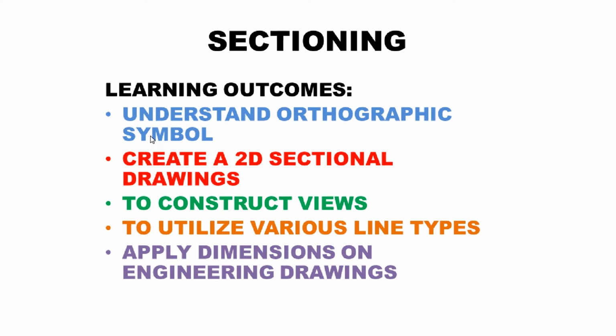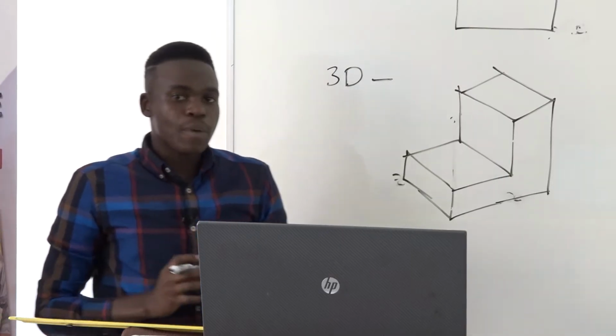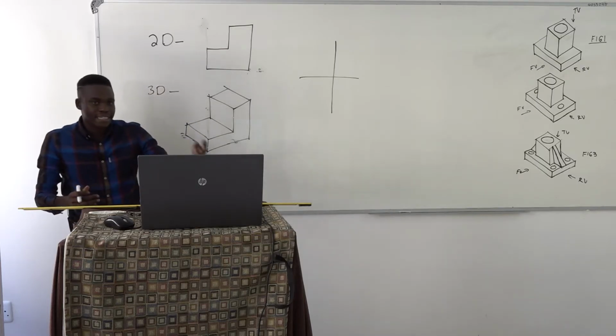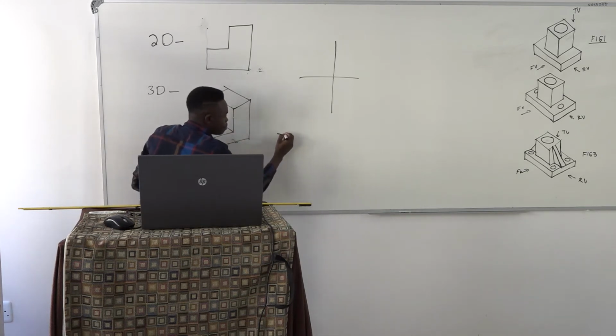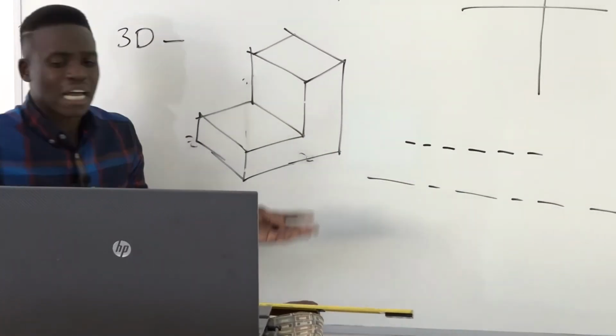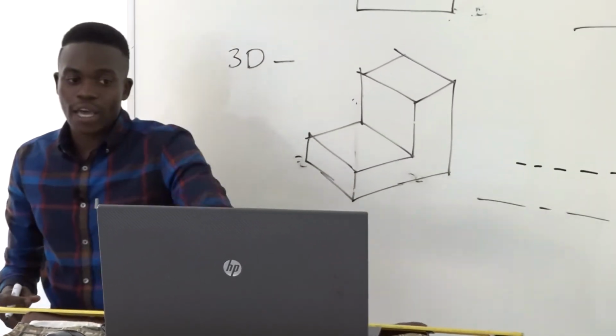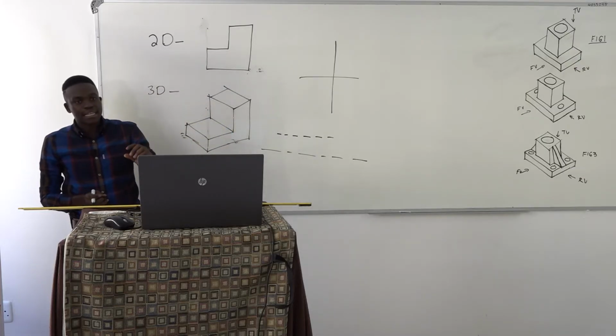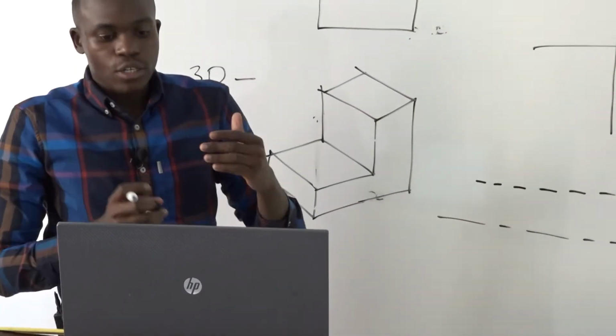Another learning outcome is that you'll be able to utilize various line types. Guys, trust me, I've seen this before. A lot of people find it very hard to distinguish between different line types. You find that somebody, in place of using a hidden detail line, will use a center line. That is not acceptable. So today's lesson will also cover line types. The last learning outcome will be to apply dimensions on engineering drawings. So it's very important that we understand dimensions, or your measurements.